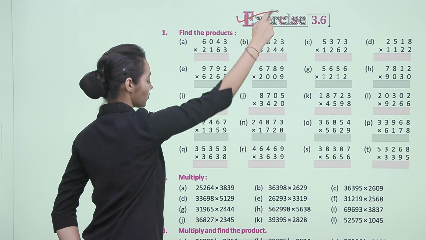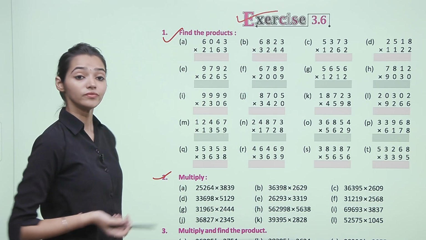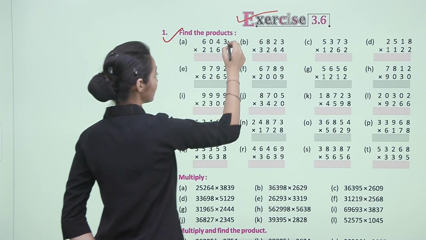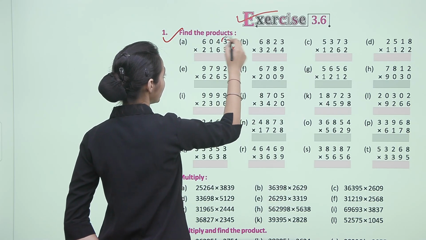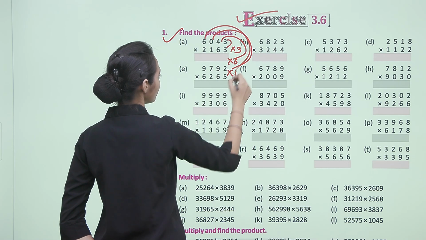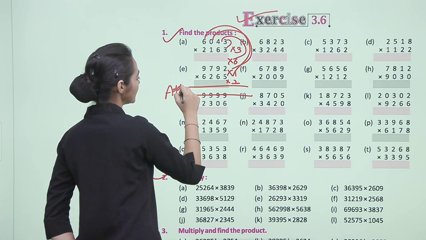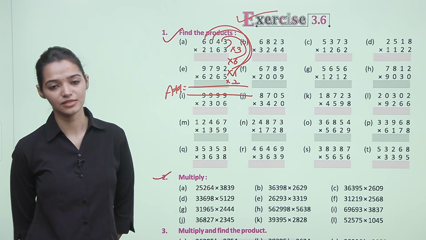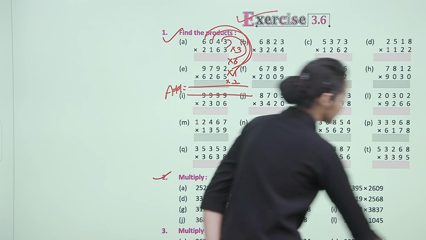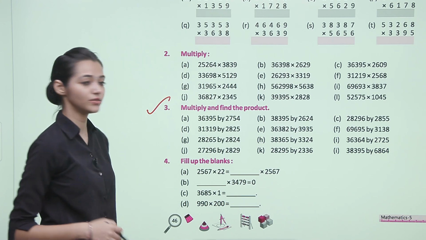Now let's look at exercise 3.6. In this one we have to find the product in all the cases. So firstly we will multiply it by 3, then by 6, then by 1 and then by 2, and after that we will add it, and this is our required sum. That's how we can solve the remaining part.